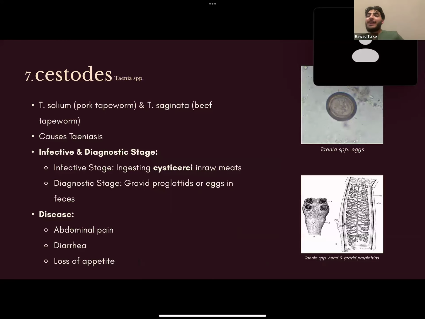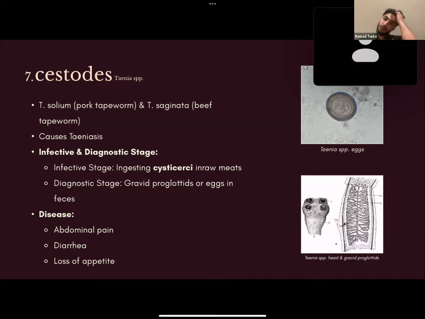Okay, last section, cestodes. Cestodes are a subclassification of flatworms, and basically they're tapeworms. That's what we call them. So cestodes are tapeworms. I think the only two that we have in here are Taenia and Echinococcus, but we'll get to Echinococcus later.